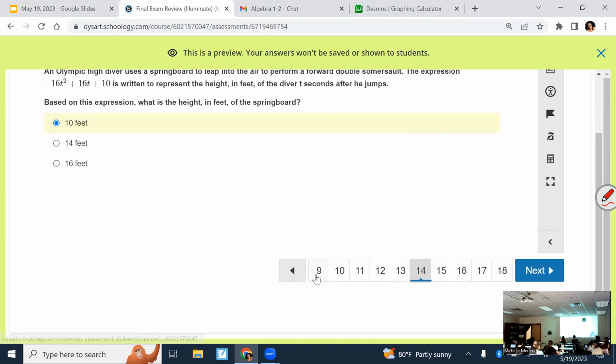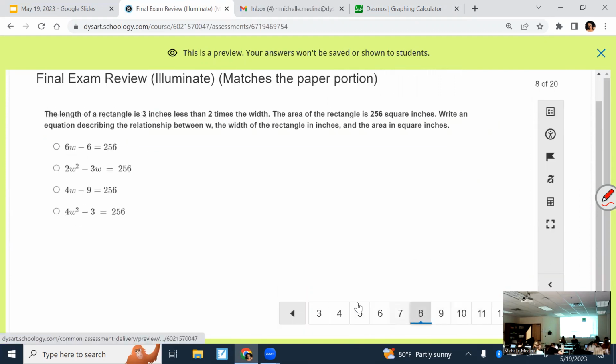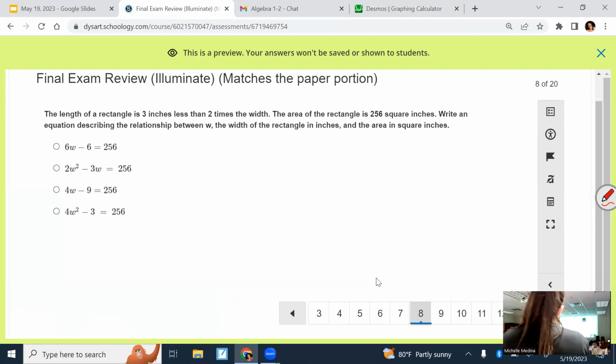Number 8. All right, so the length of a rectangle is 3 inches less than 2 times the width. The area of the rectangle is 256 square inches. Write an equation describing the relationship between W, the width of the rectangle in inches, and the area in square inches. So for this one, you need to know the basic formula for area of a rectangle.